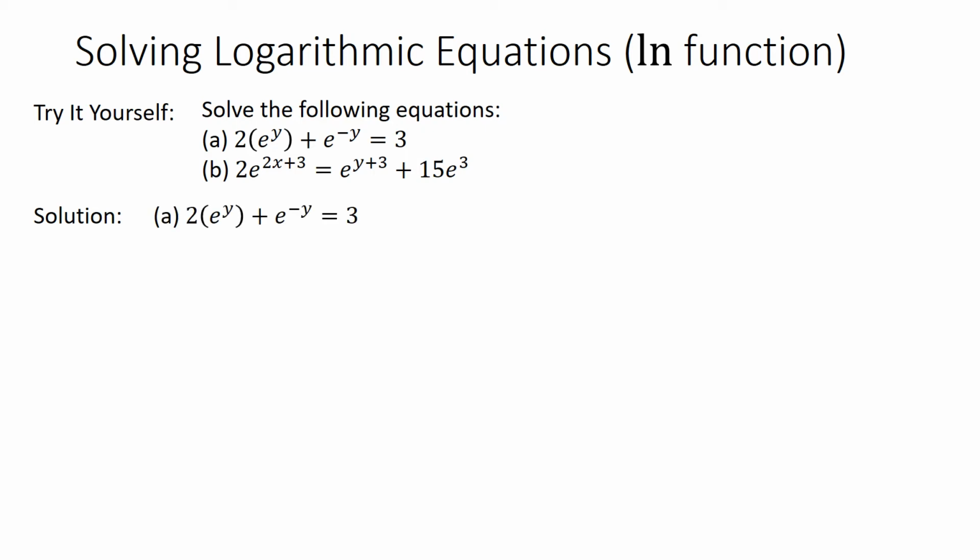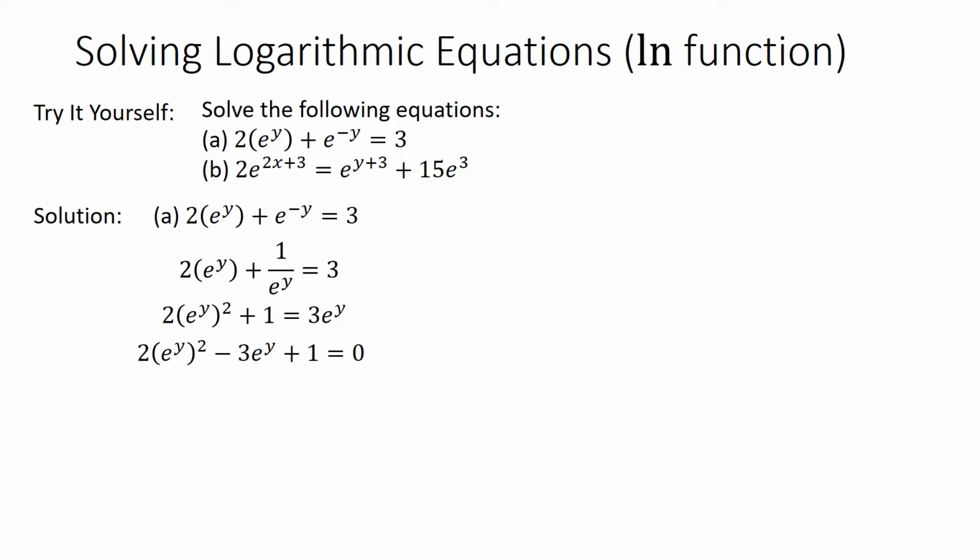Here is the solution. For A, we can change the power of negative y to become 1 over e to the power of y. Then in the next step, we can multiply everything by e to the power of y, which becomes 2 times e to the power of y squared plus 1 equals 3 times e to the y. Okay, then we bring the 3e to the y to the left hand side. It becomes 2 times e to the y squared minus 3e to the y plus 1 equal to 0.